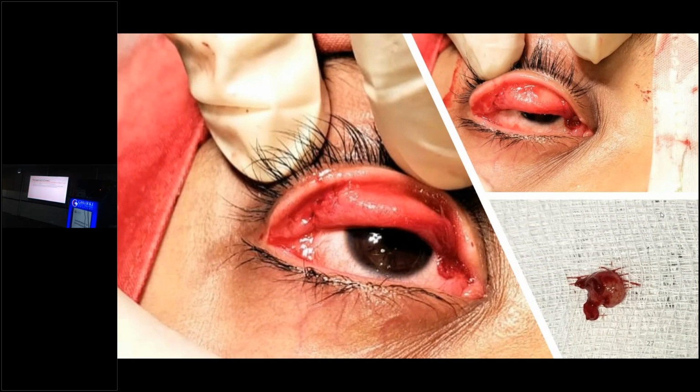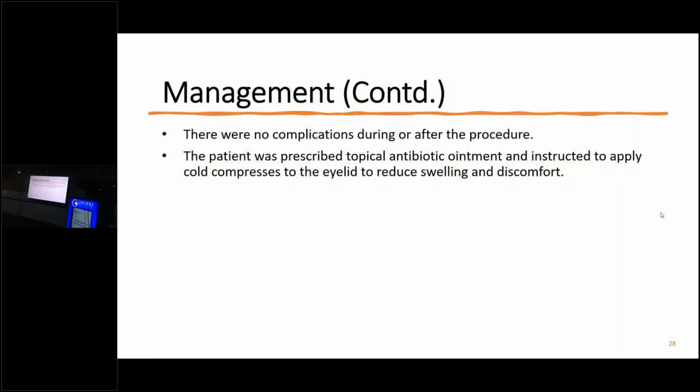There were no complaints during or after the procedure. The patient was prescribed topical antibiotic ointment and was instructed to apply cold compresses to the eyelid if she felt any swelling, to reduce swelling and discomfort.